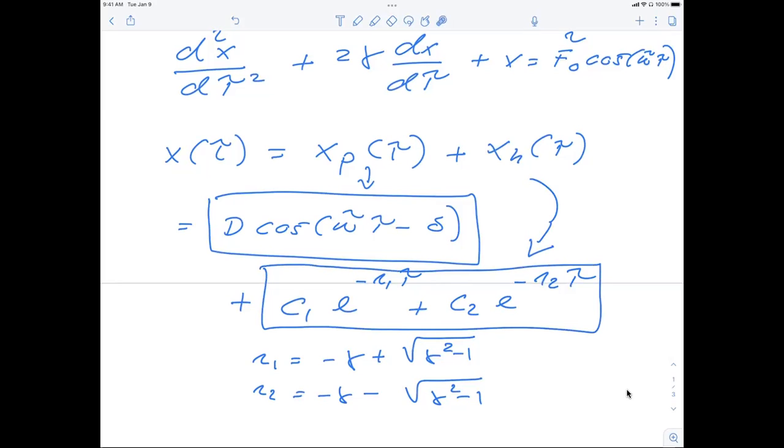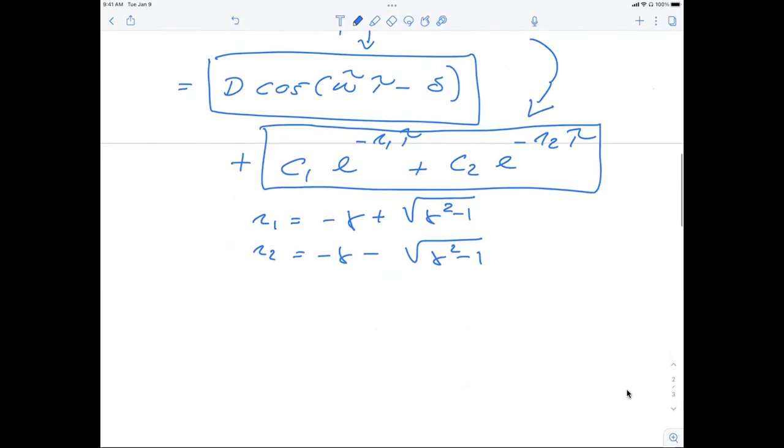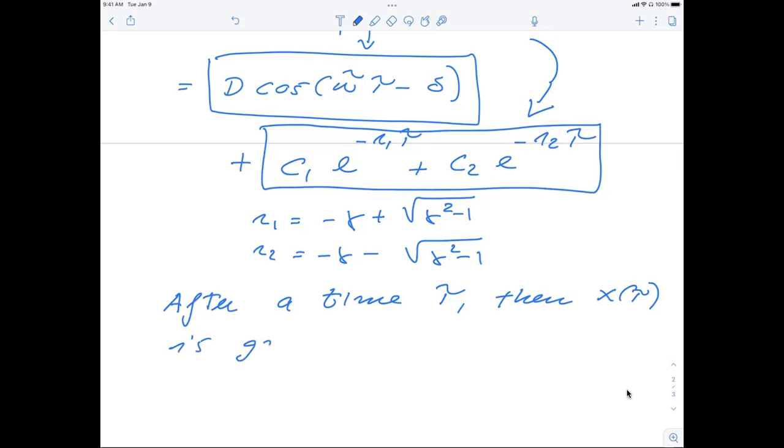So when we have this specific force here, what happens, as we saw when we ran the calculations, is that after a specific time, a time tau, then the solution is dominated. X is governed, not dominated, but it's actually governed by this particular solution, xp of tau.